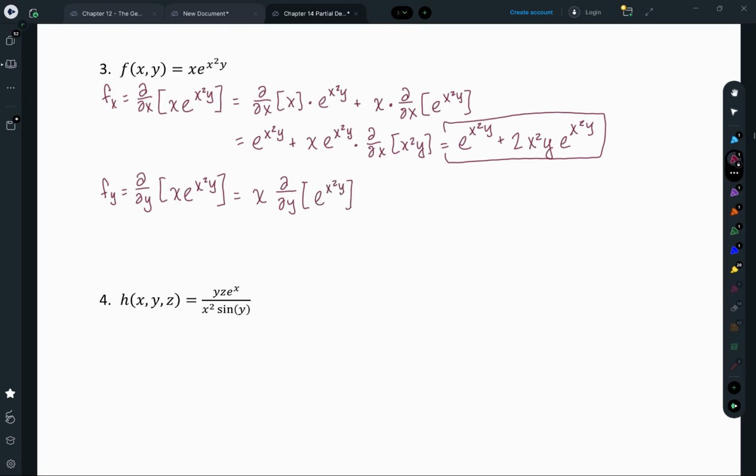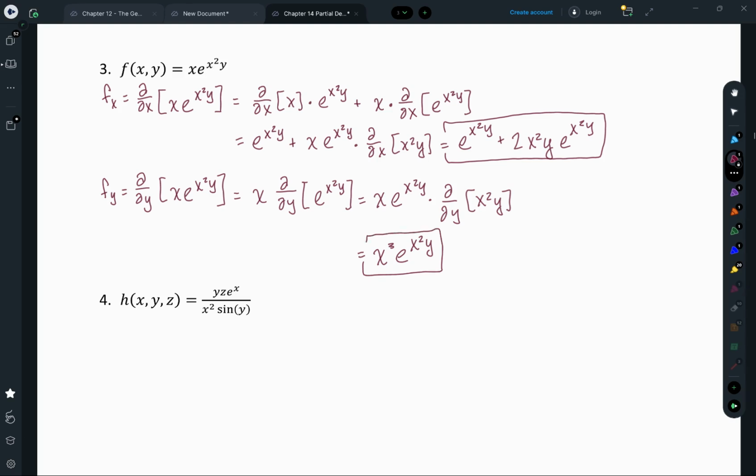All right, so when I take the derivative of e to the x squared y, I get e to the x squared y times del y of x squared y. Now the derivative of x squared y with respect to y will just be x squared, and that will come out in front and multiply with the x that's already there. So I'll get x cubed e to the x squared y for my final answer. Awesome.